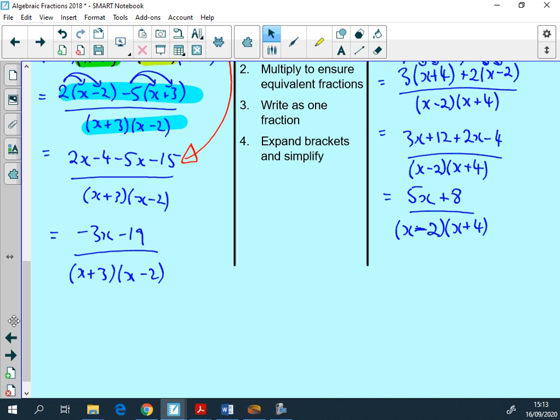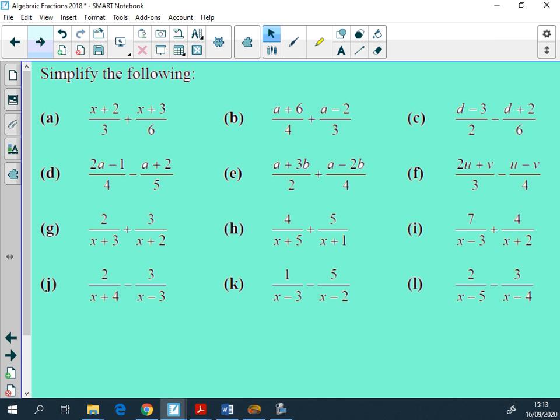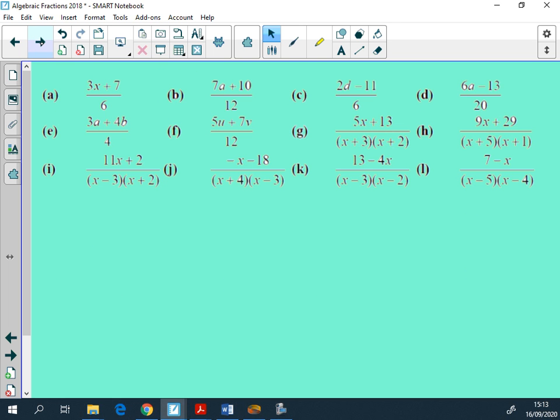Now, some questions for you to practice. Okay, so 6 where it's just the whole numbers on the bottom. Okay, make sure you're trying some from G to L, okay, because they're the trickier ones. And then always important that you are marking your answers.